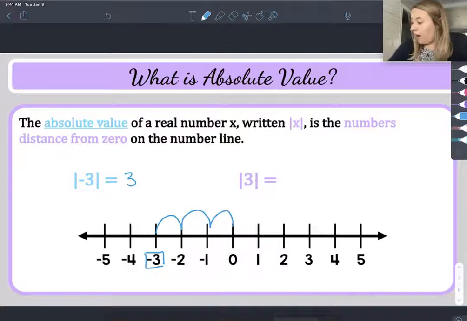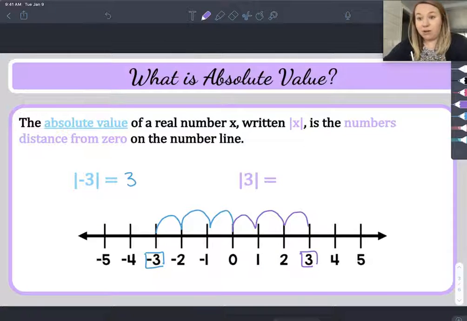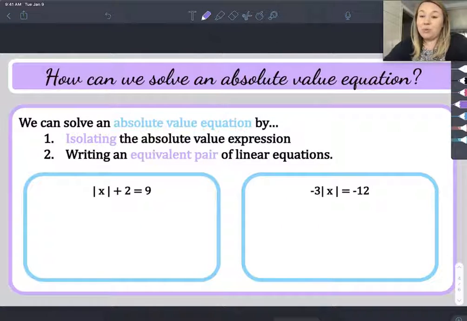Same goes for the positive version of 3, right? So positive 3 is going to be 1, 2, 3 values to the right of 0. So notice in this case the numbers are positive when we take the absolute value, and in this case they're going to be the same. If we were looking at the absolute value of -5, that would be 5. If we looked at the absolute value of 2, that would be 2. So, knowing that information, we can actually solve equations with absolute value.